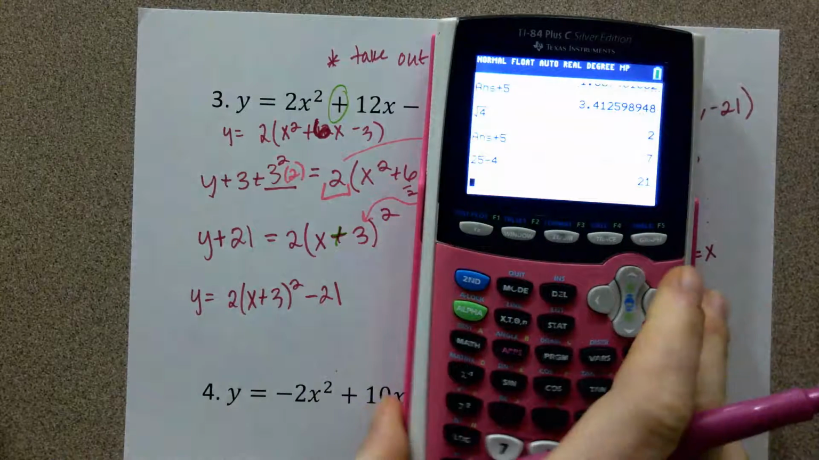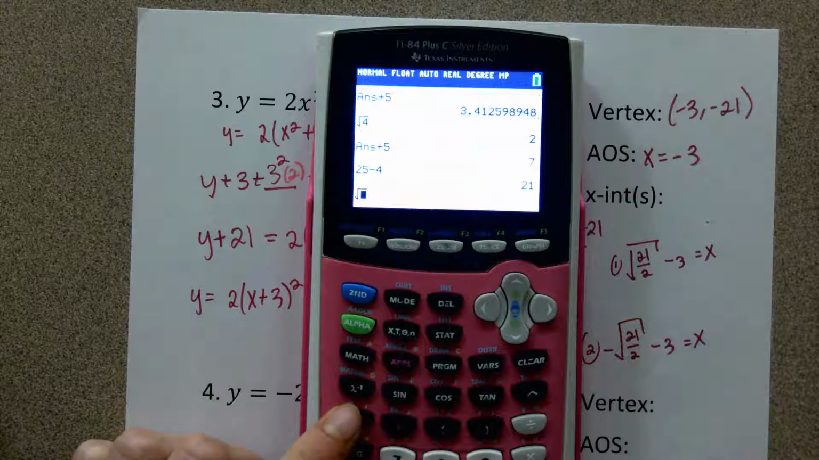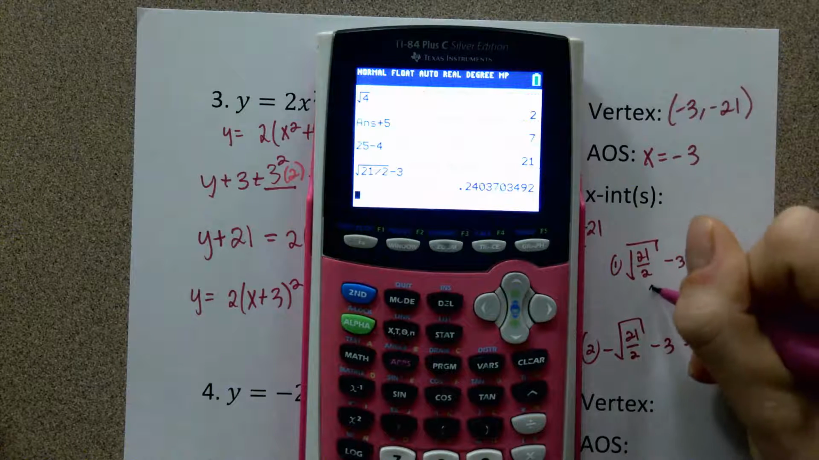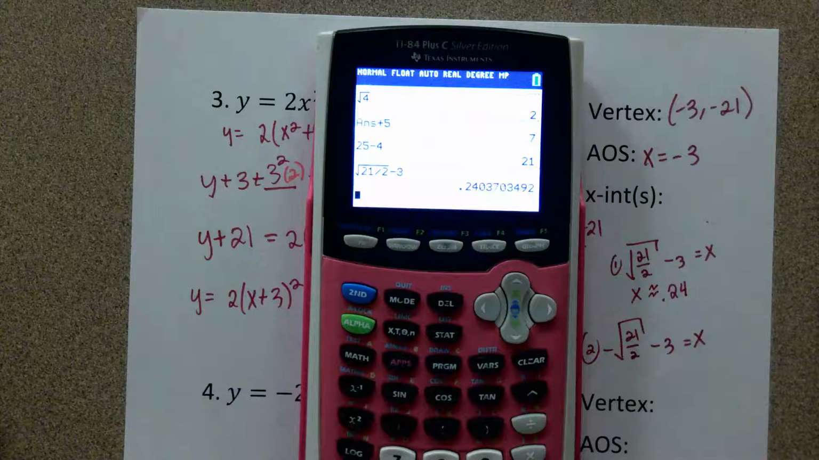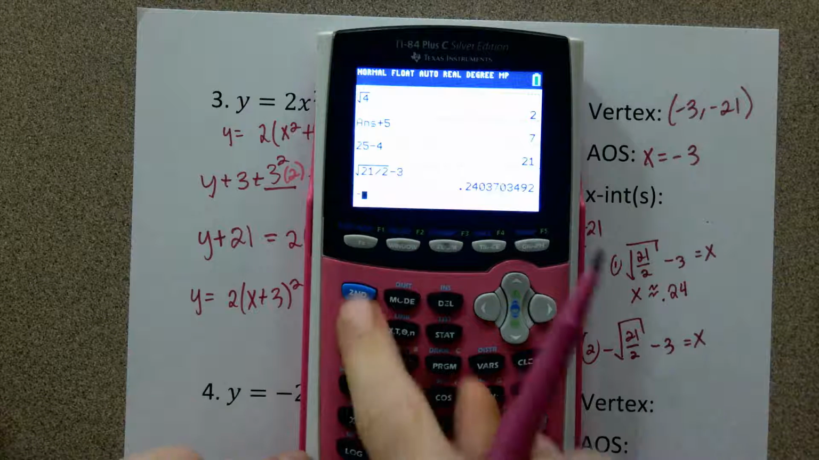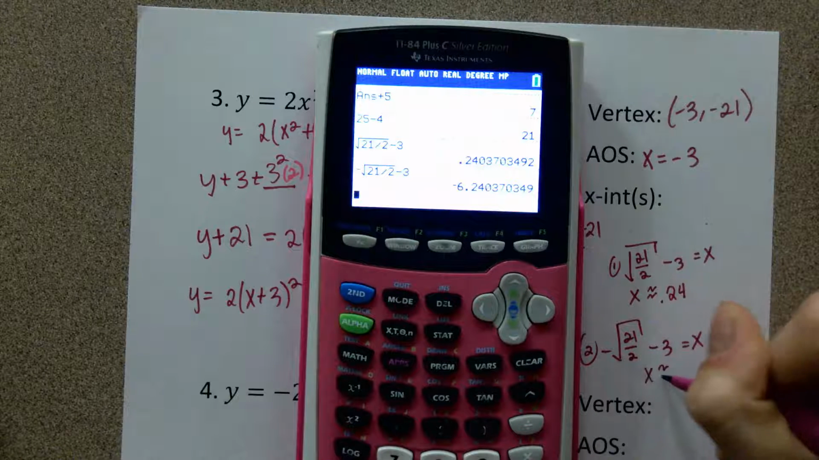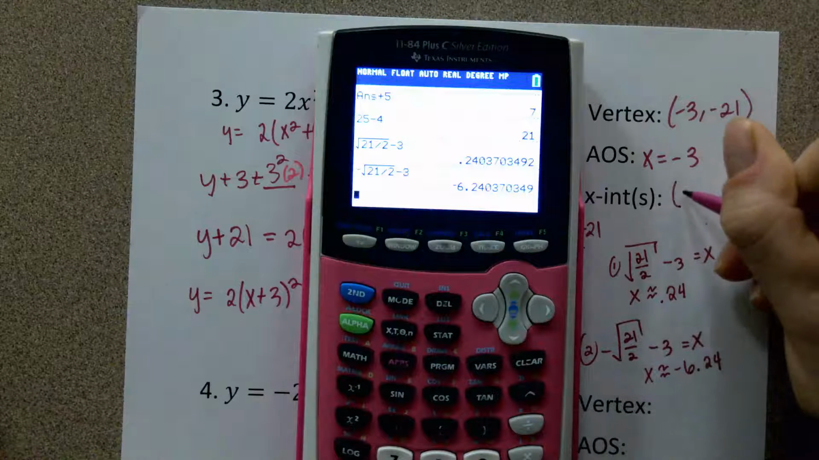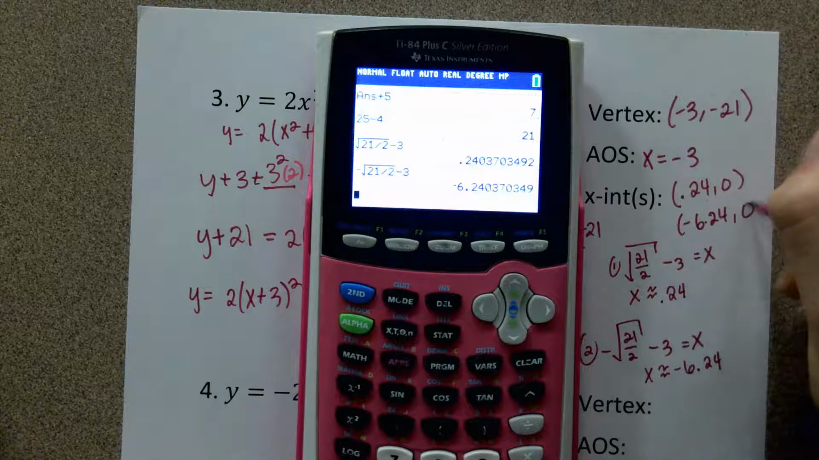Okay, and we're just going to type in, for the first one we have square root of 21 divided by 2. Make sure you get out of your root, minus 3. So x is approximately 0.24. We'll just leave it at that. Okay, and then we do the negative version, so negative square root of 21 divided by 2 minus 3. X is approximately negative 6.24. So our x-intercepts are 0.24 comma 0 and negative 6.24 comma 0.